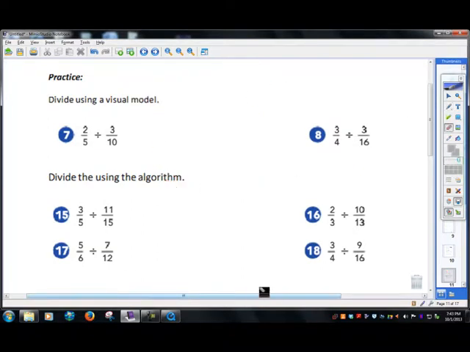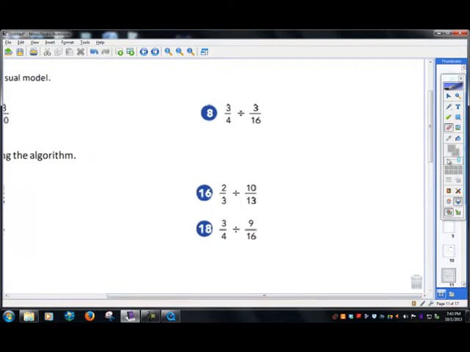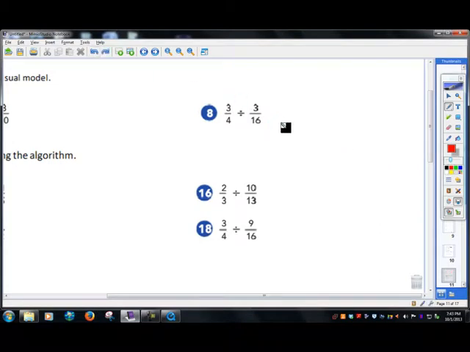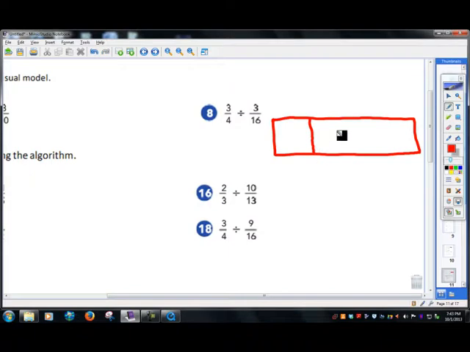Okay, now this one gets a little bit different. I have my 3/4. I was going to have you do this one, but I'll just go ahead and do it to make sure that we're all clear. Okay, I'm going to shade my 3/4. Again, I'm modeling the dividend just like we did before.